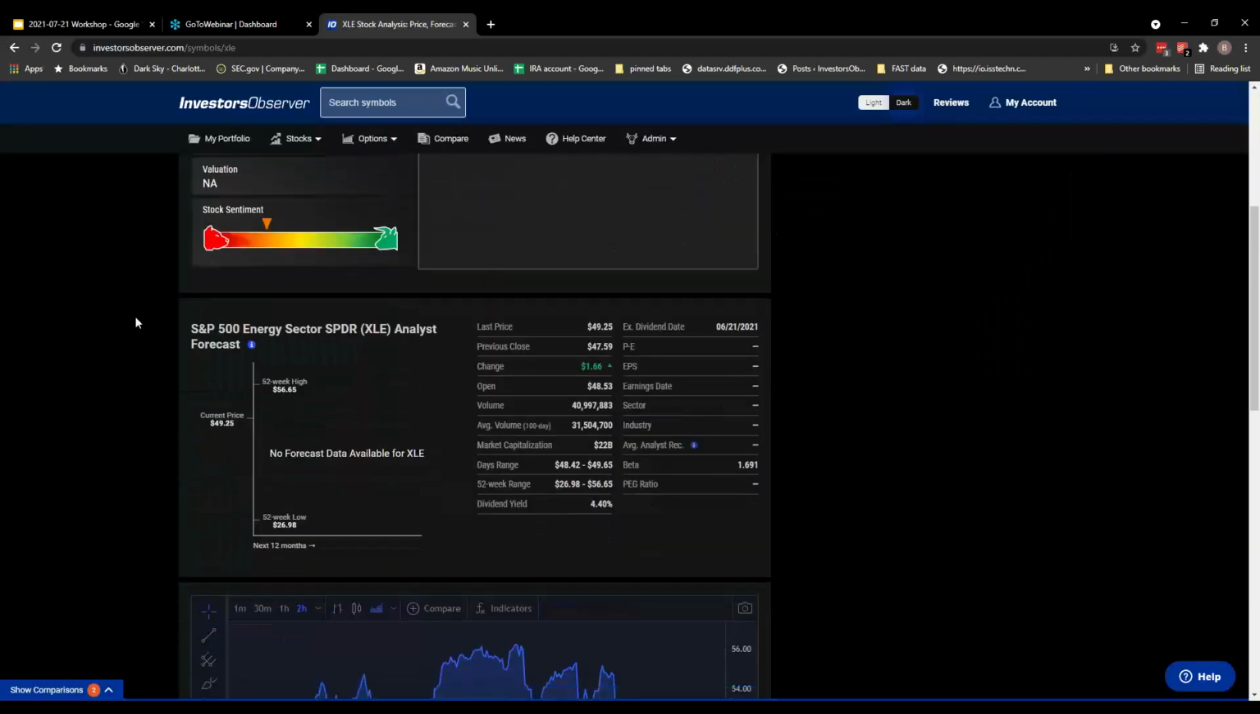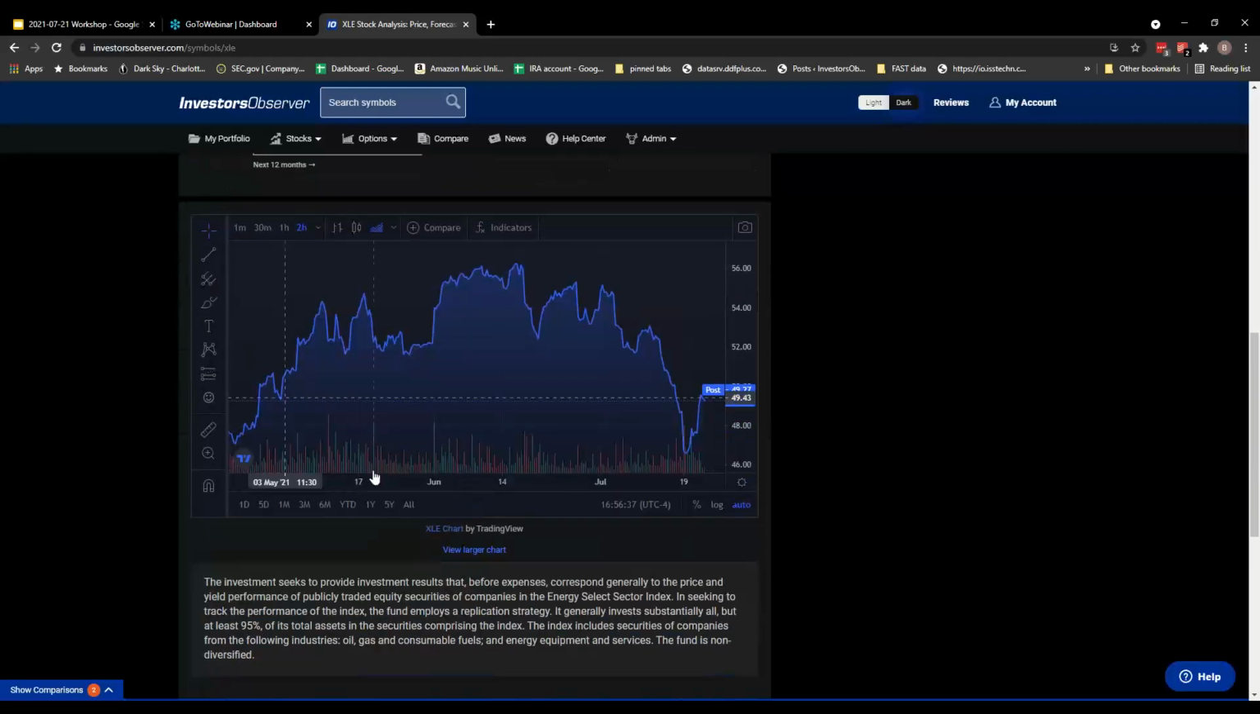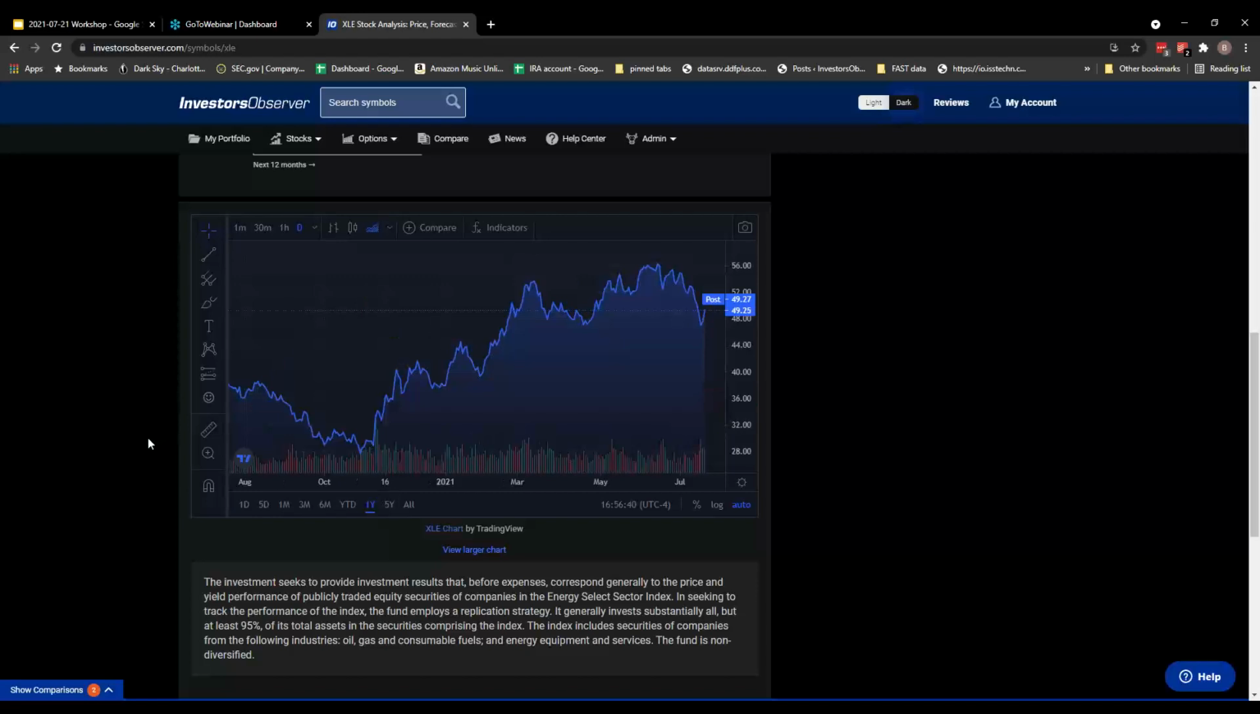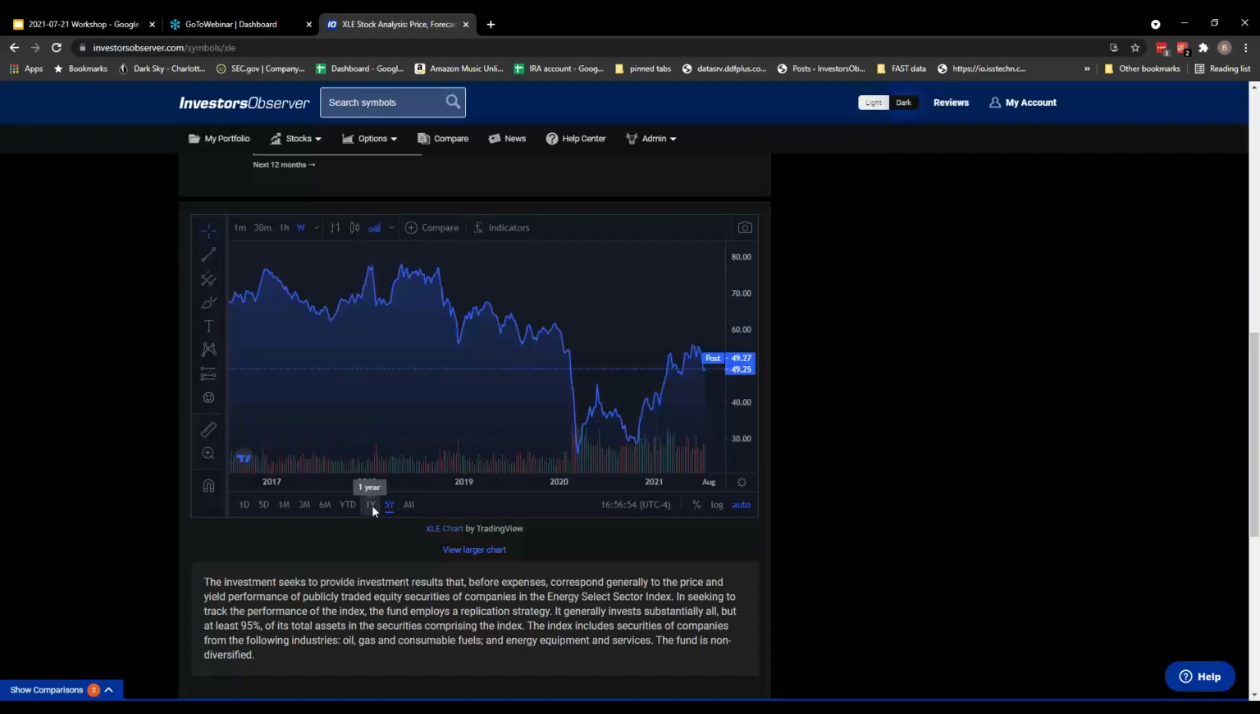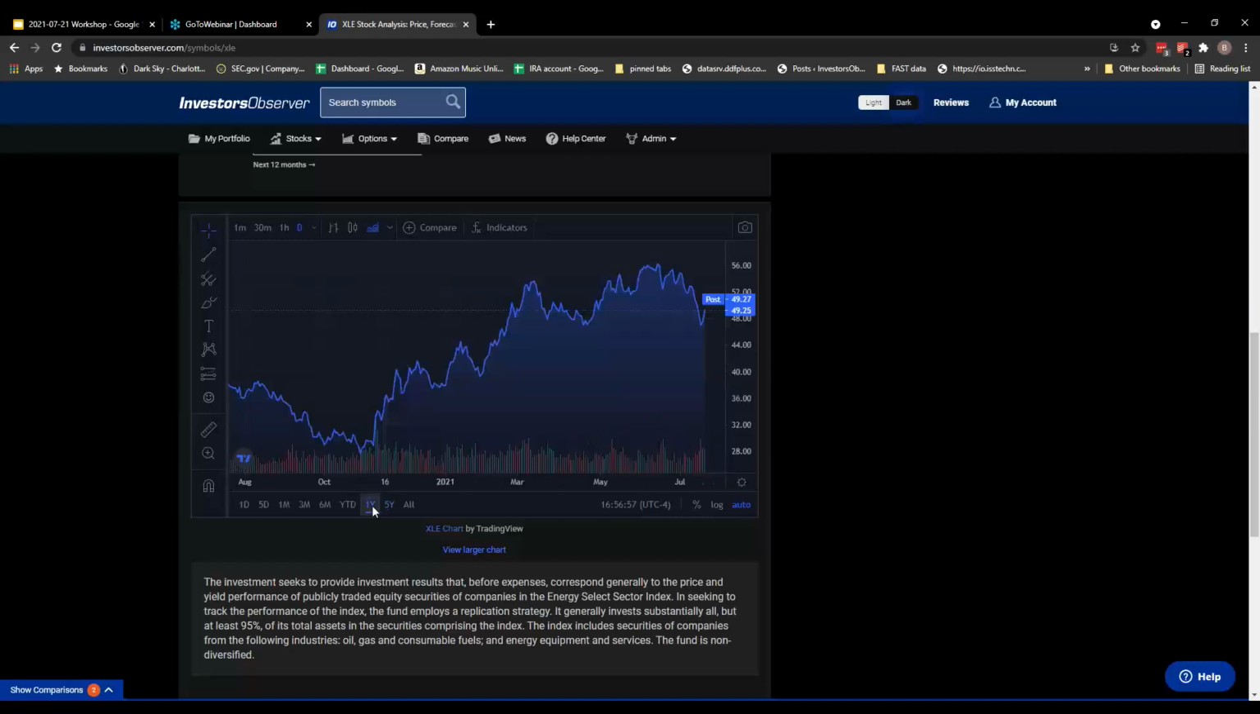Yeah, so XLE is basically a proxy for oil. I think there's maybe a few non-energy companies in here, but it's basically Chevron and Exxon and things like that. So yeah, it doesn't look great over the last 5 years. It looks a lot better over the last year. I'm not a commodities trader for a reason. I don't have a great sense of exactly what the oil market is like.